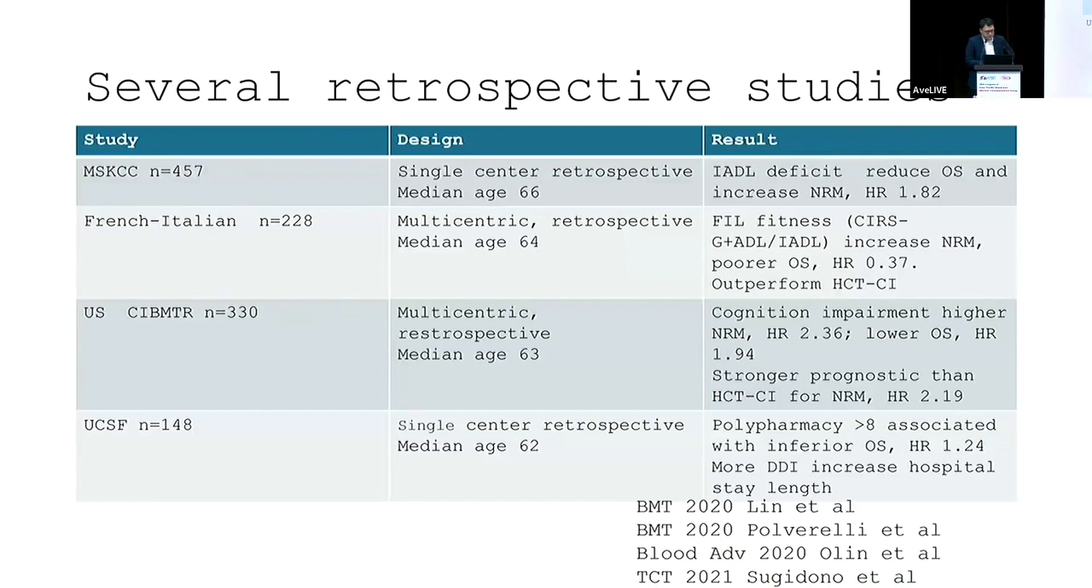What you can see is the number of patients is quite robust, and they identify that deficit in instrumental ADL, together with some of the physical ability, does predict non-relapse mortality as well as overall survival. The two studies in the French, Italian, and the US CIBMTR actually show that it outperformed HCT-CI in predicting outcome. And of course, polypharmacy is also important to predict worse overall survival, as shown by the UCSF colleagues.